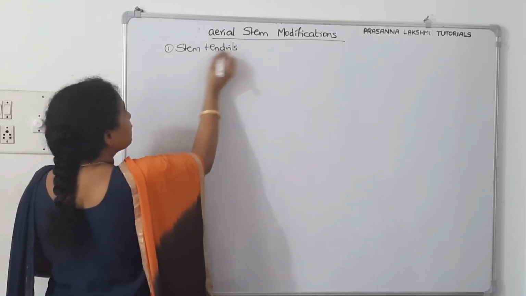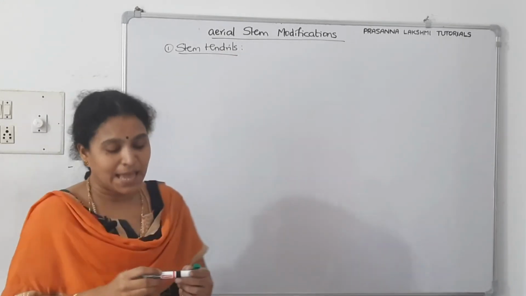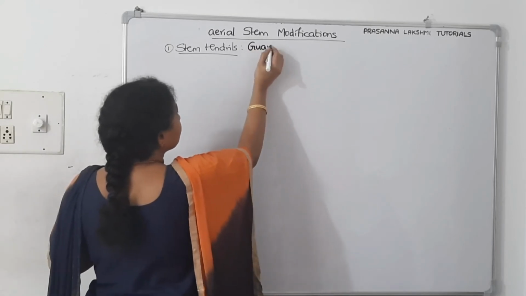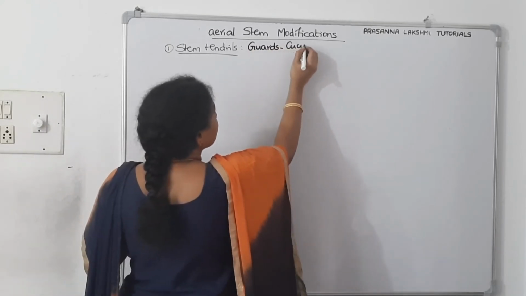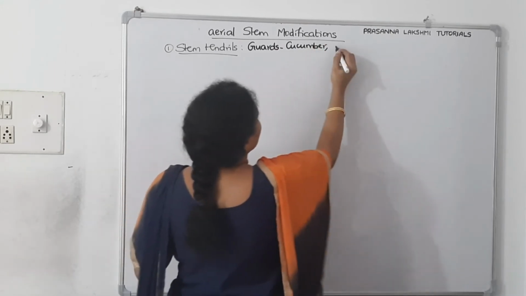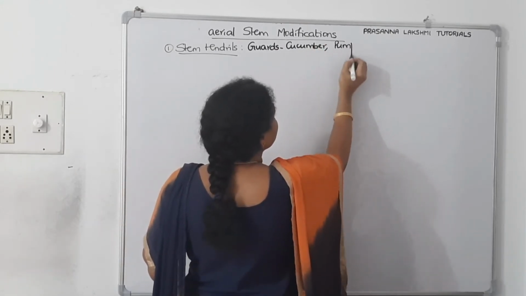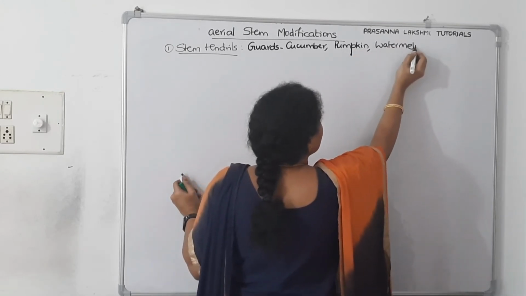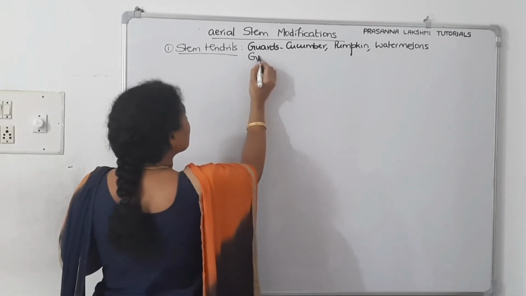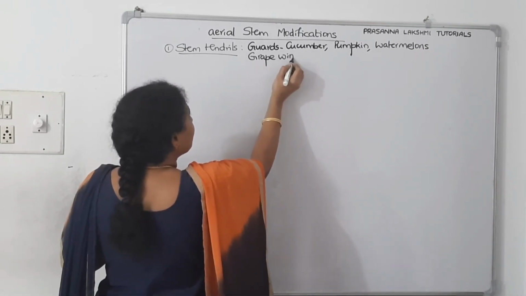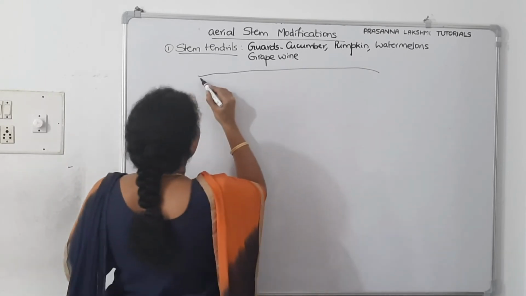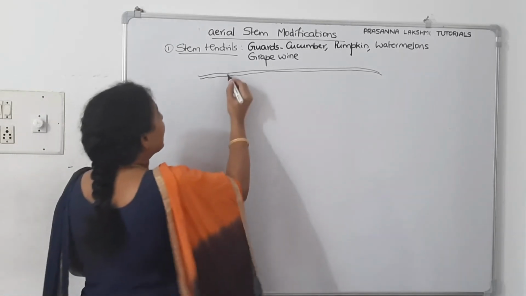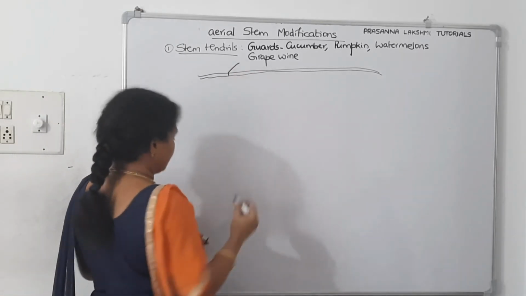In NCERT, for stem tendrils, they have given gourds and grapevine as the examples. Gourds means cucumber, pumpkin, bitter gourd, all those things. Watermelon are examples, and we can take grapevine also as an example. Here the stem is weak and it crawls on the ground, and it will have aerial leaves.